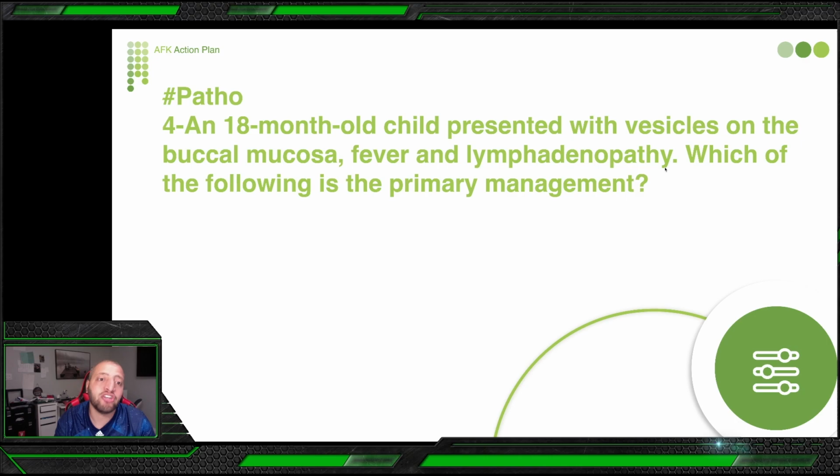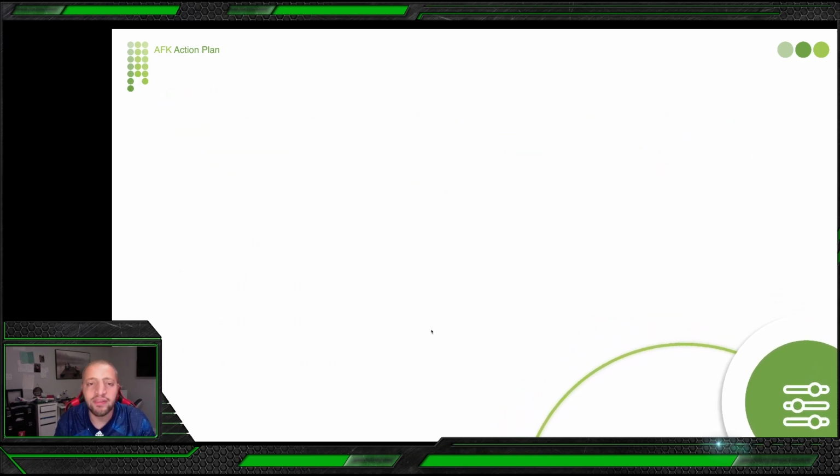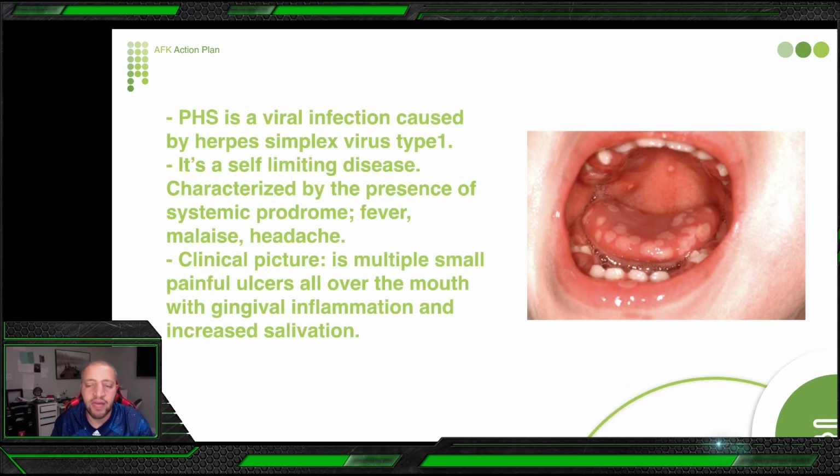This is aiming directly at primary herpetic gingivostomatitis. So you know the diagnosis here is primary herpetic gingivostomatitis, and then he's asking about the management: antiviral, antibiotic, antifungal, or antibiotic and analgesics. So let's speak about this condition first and then conclude the answer. PHS, primary herpetic gingivostomatitis, is a viral infection caused by herpes simplex type 1, and I would like you to memorize which condition is caused by which virus, because this is important.